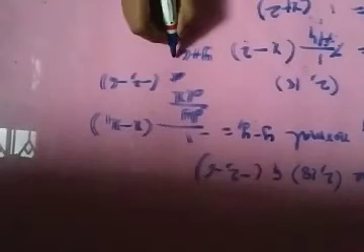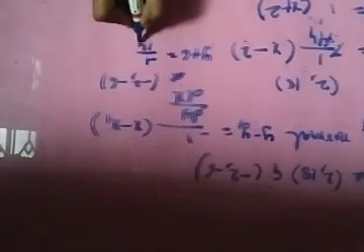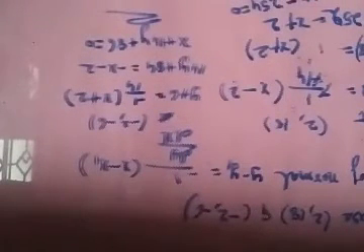Similarly, if you take the point at minus 2, minus 6, y plus 6 is equal to minus 1 by 14 into x plus 2. So 14y plus 84 is equal to minus x minus 2. So x plus 14y plus 86 is equal to 0 is the equation of the tangent and the normal.